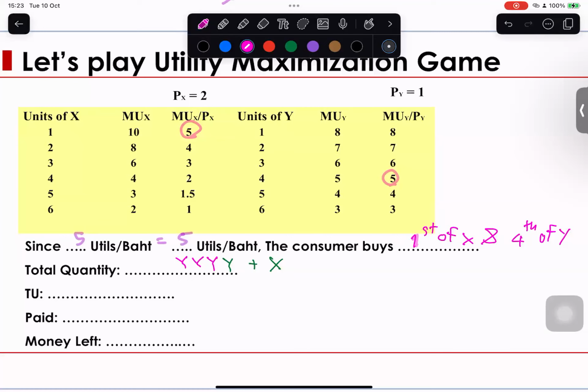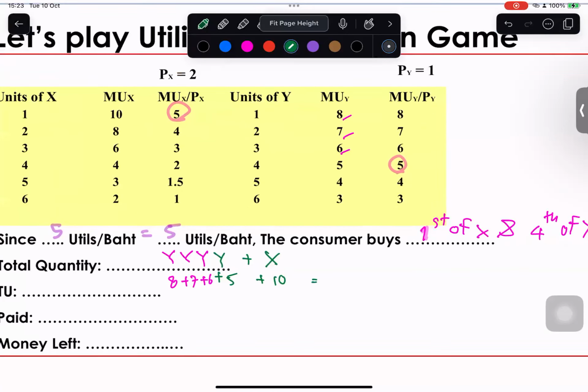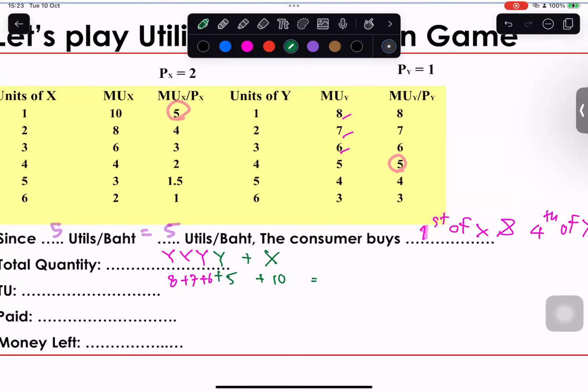TU. If you don't want to sum MU like this, you can just go to the first table and just get TU from X plus TU from Y when he buys 4 Ys. 21, 26, plus 10, 36 utils now.